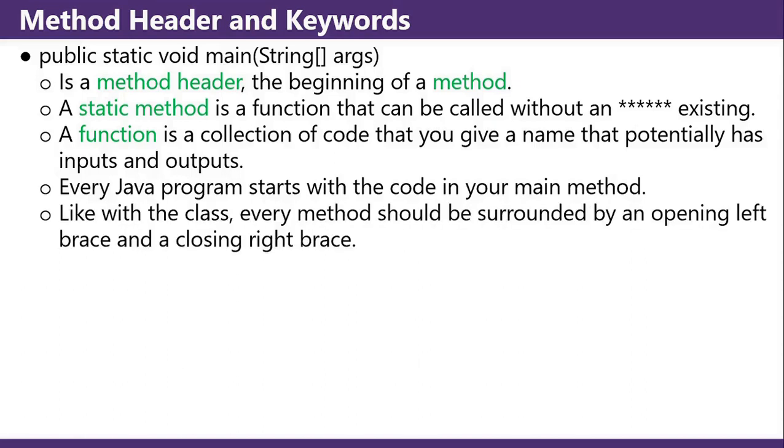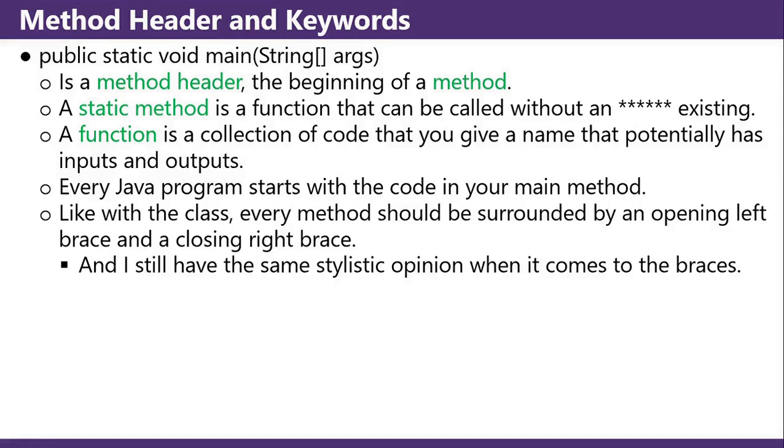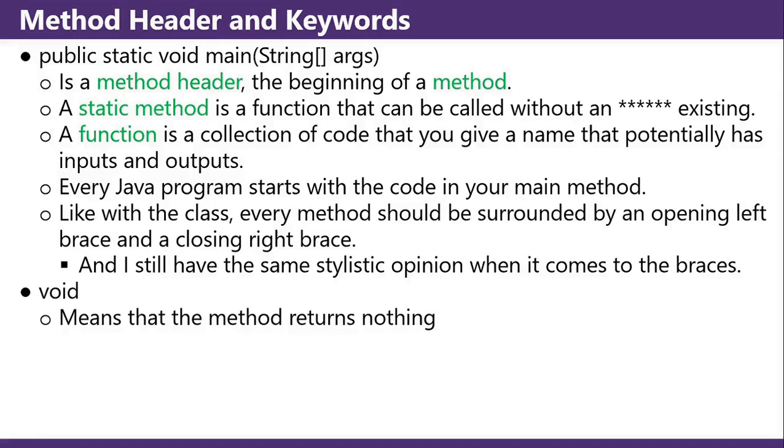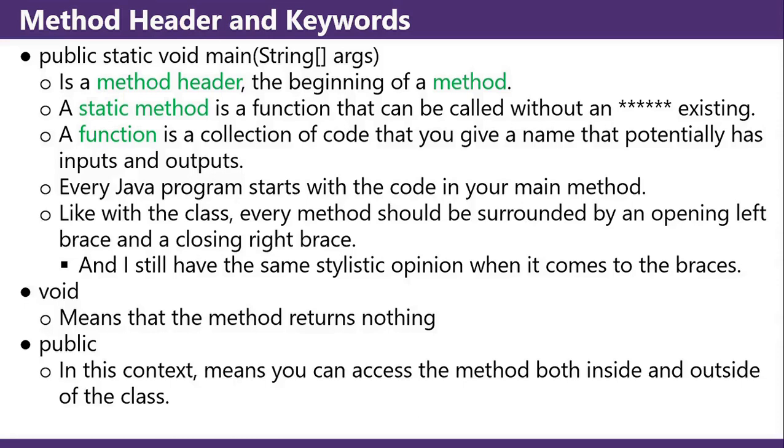Like with the class, every method should be surrounded by an opening left brace and a closing right brace. And I still have this same stylistic opinion when it comes to the braces. Void means that the method returns nothing. Public, in this context, means you can access the method both inside and outside of the class.